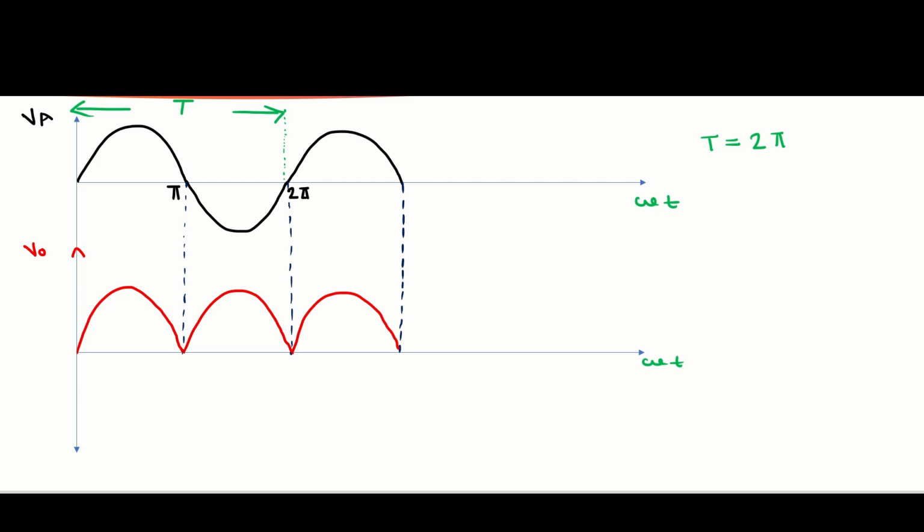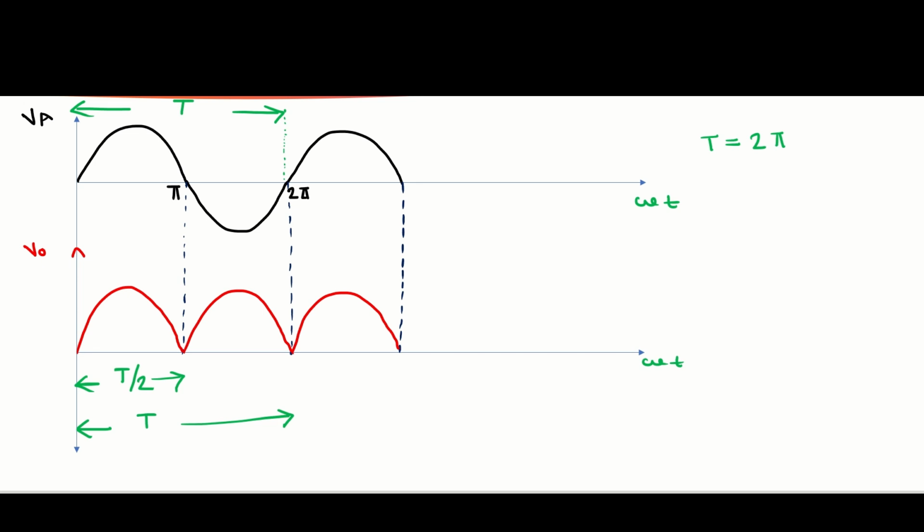Then look at the output waveform V naught. What is the fundamental time period of the output waveform? First I will mark the time period of the output waveform. This one is the time period of the output waveform as compared to the input voltage VA. I can say this time period is T by 2. So the time period of the output waveform is half of the time period of the input waveform.